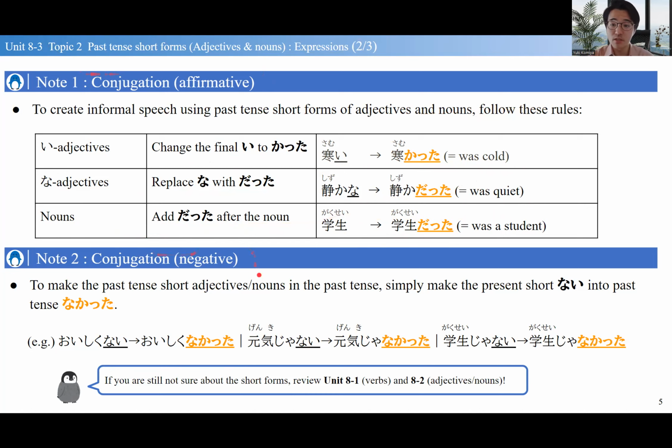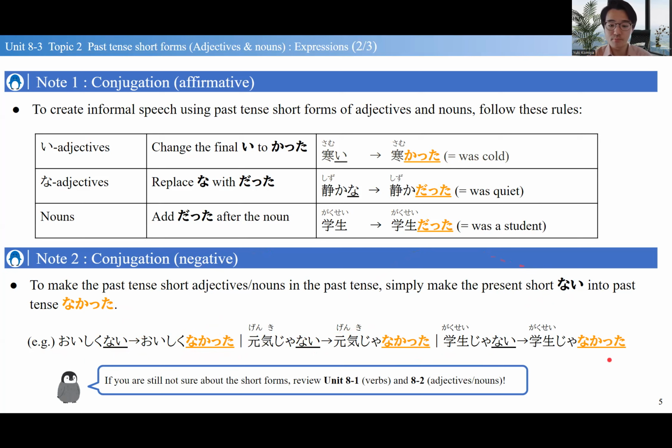But for negative, like was not something, was not cold, was not busy, it's the same deal as with a verb. We have to change the short form present nai into nakatta, was not. So 美味しくない, that's the negative short form in present tense. Change the nai to nakatta. 美味しくなかった, was not delicious. 元気じゃない, 元気じゃなかった, was not energetic, was not well. 学生じゃない turns to 学生じゃなかった, was not a student.